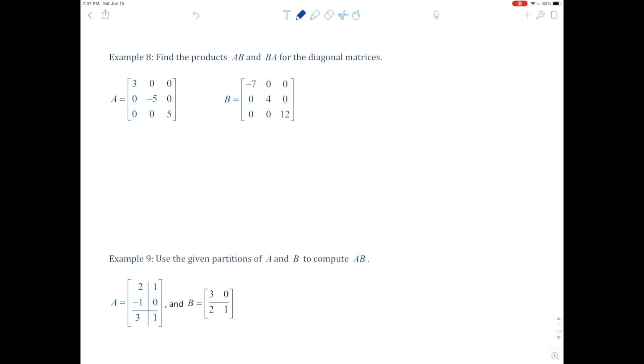Okay, let's find the products A times B and B times A for these diagonal matrices. So go ahead and pause the movie if you'd like, and then we'll see how you do. Okay, let's see how you did. A times B is equal to what? We would have 3 times negative 7, right? Plus 0 times 0, and then plus 0 times 0.